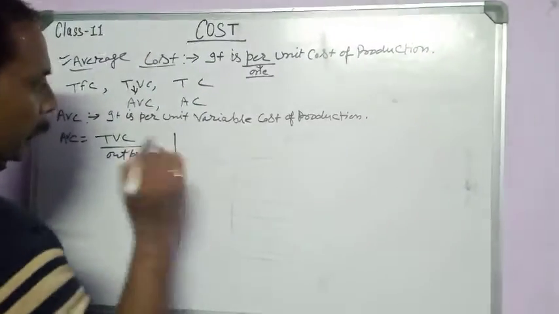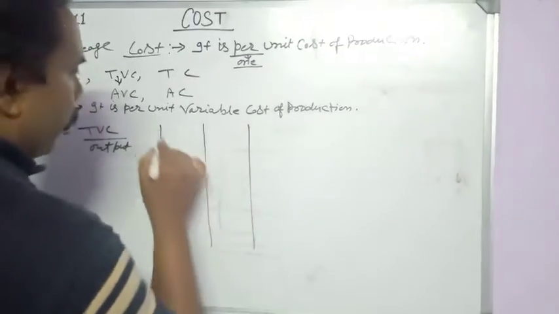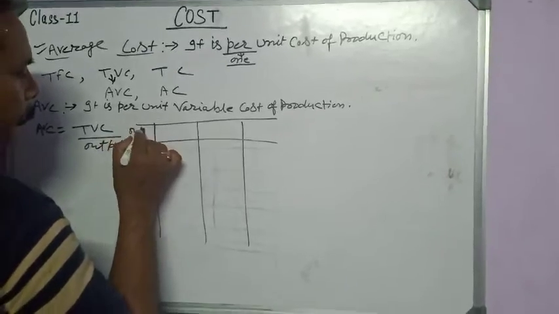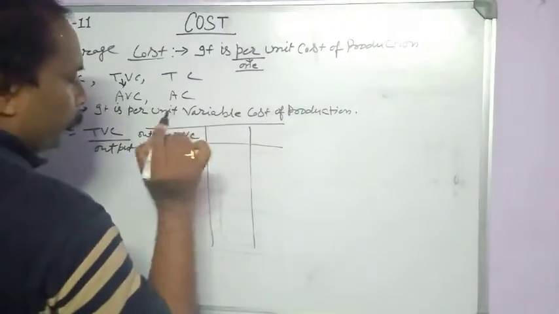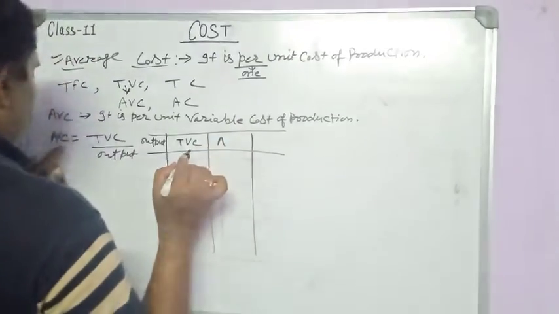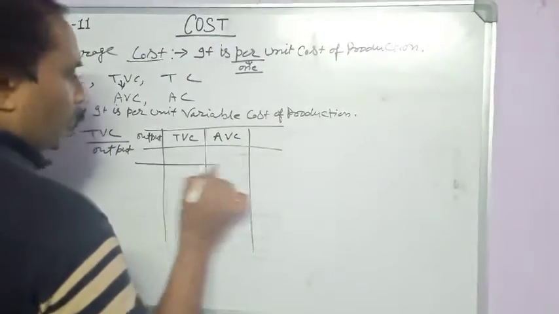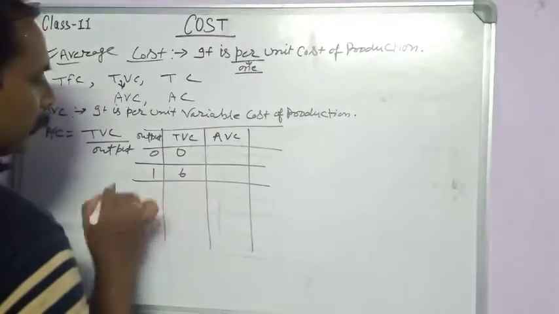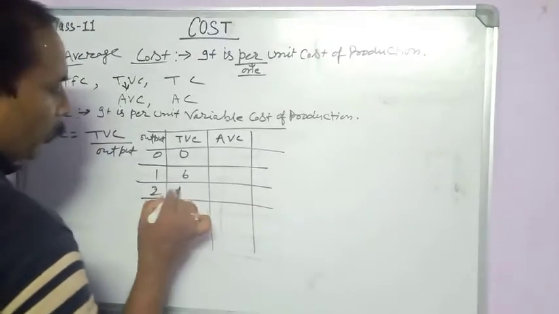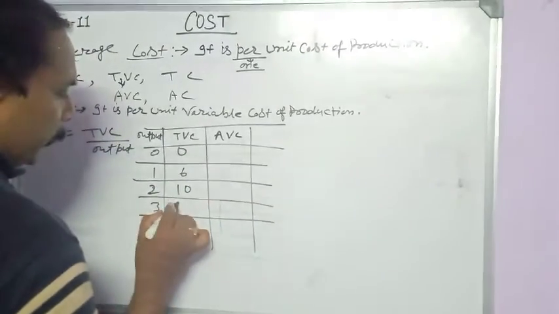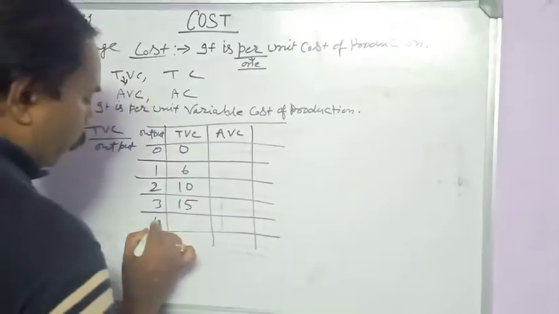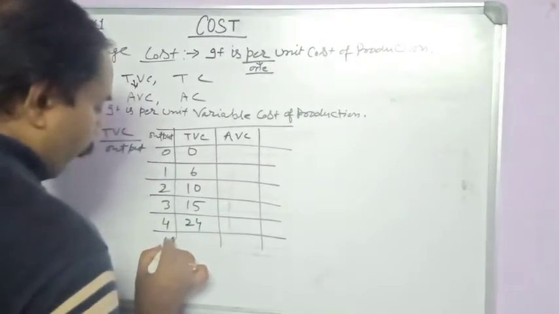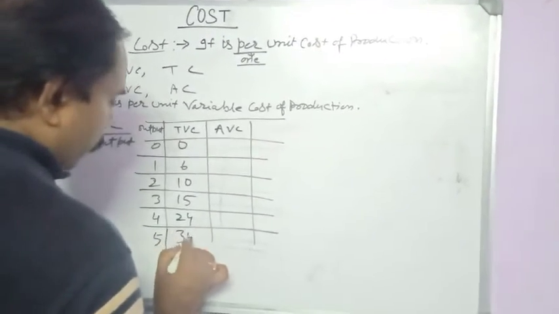So here again we will make a diagram, a schedule. First, that is the output, TVC. Next, that is the AVC, average variable cost. So output is 0, TVC is also 0. When the output is 1, TVC is 6. Output 2, here it is 10. Output 3, it is 15. Next, output 4, suppose 24. Output 5, suppose that is 35.